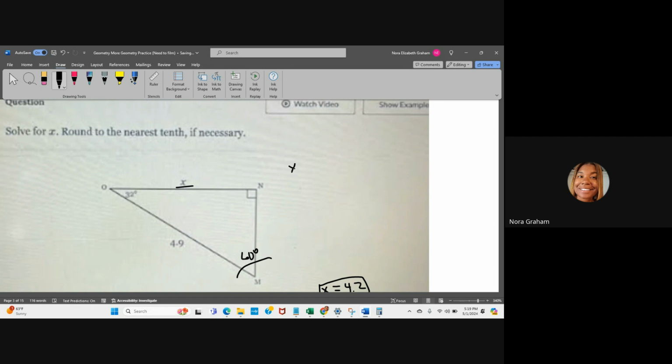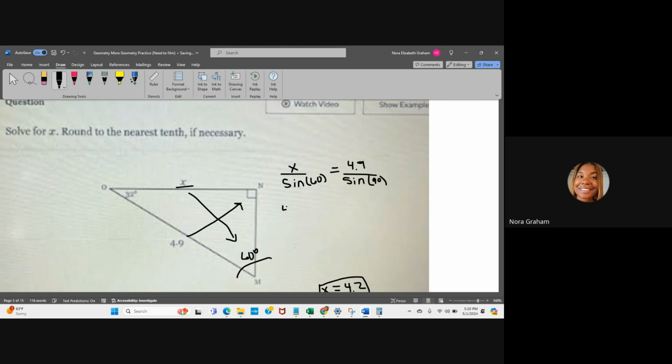So I do x over sine of 60. And that's going to be equal to, because that corresponds with this side, and this side corresponds with this angle, 4.9 over sine of 90. Okay. Now that I have that set up, I can cross multiply just like we did in the other one.